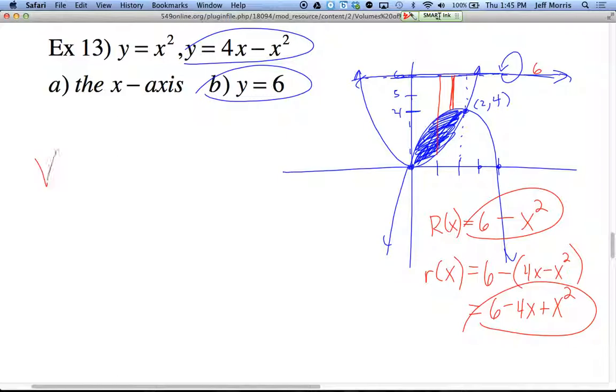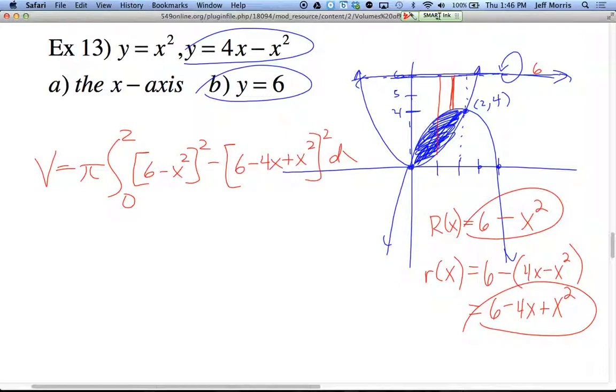So it'd be volume equals pi, don't forget your pi, from 0 to 2, we're along the x-axis still, of the outer radius, which is (6 minus x squared) squared, minus the inner radius, which is (6 minus 4x plus x squared) squared, dx. And there's your setup.